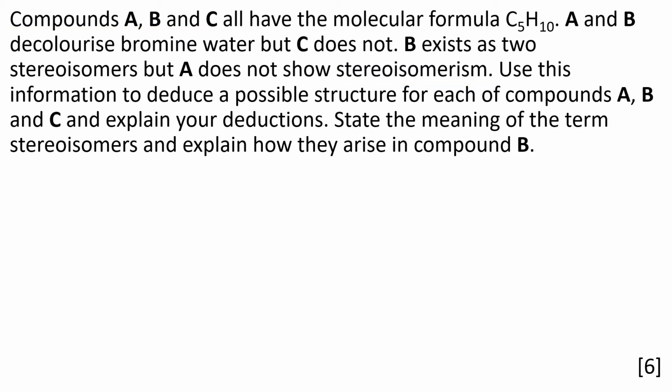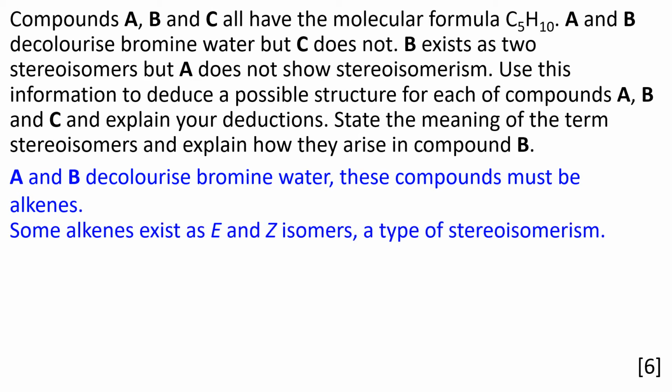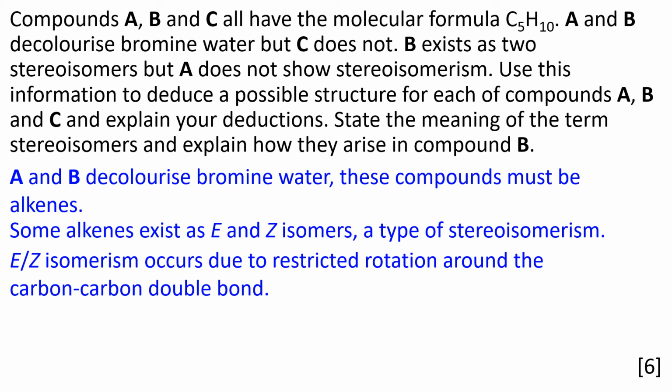Okay, welcome back. So let's have a little look at how we can construct our answer. A and B decolorise bromine water, so these compounds must be alkenes. So straight away we've got a statement of fact there. The alkenes which exist as EZ isomers, which is a type of stereoisomerism, occurs due to the restricted rotation around the carbon-carbon double bond. So we're stating how they arise in compound B.